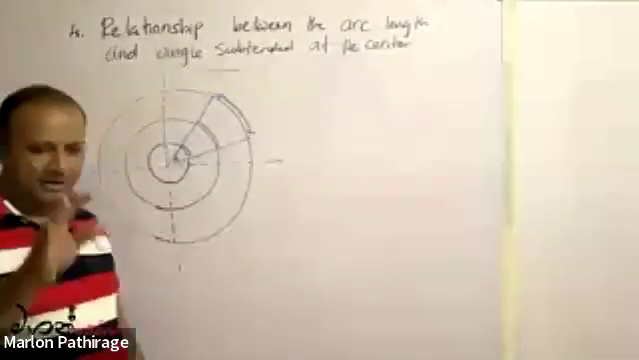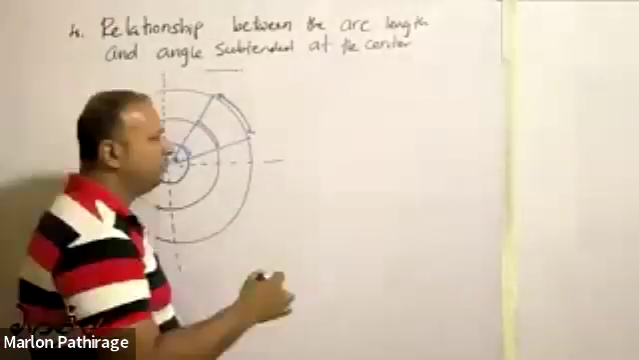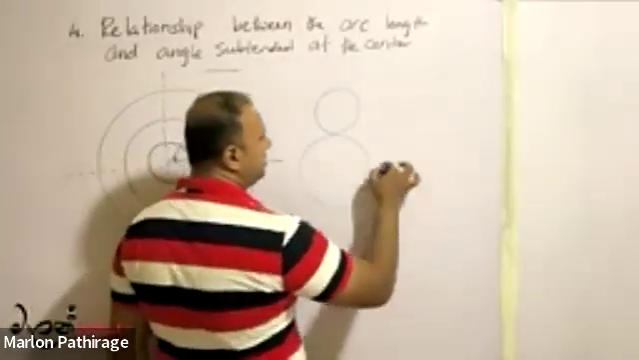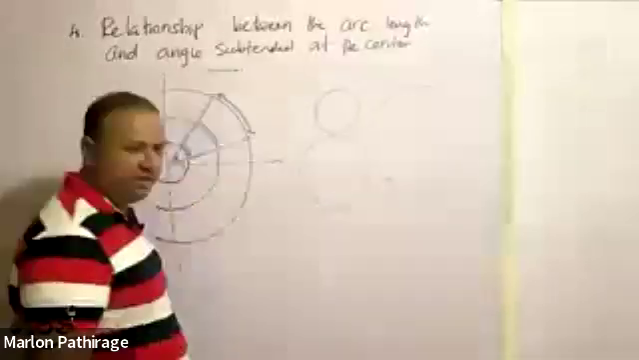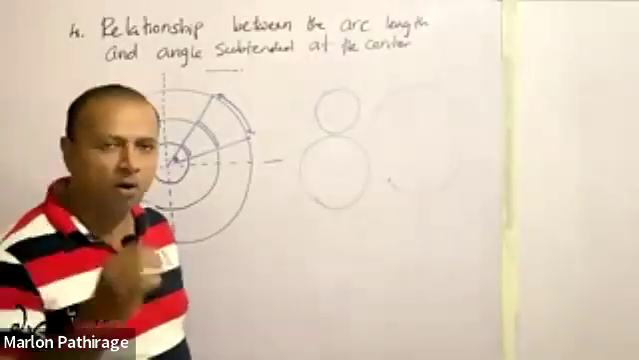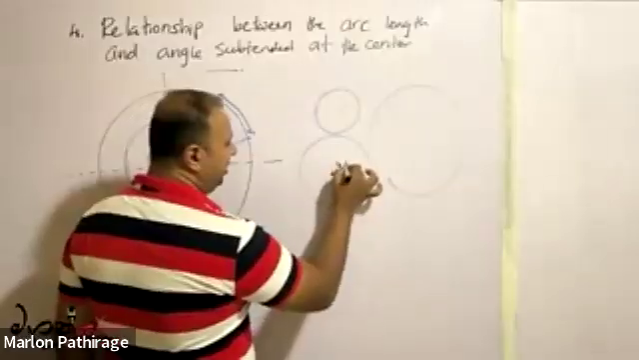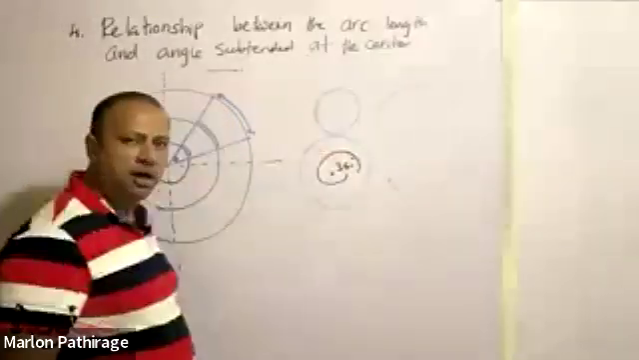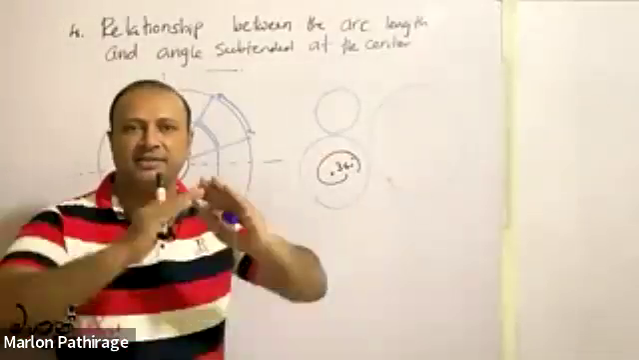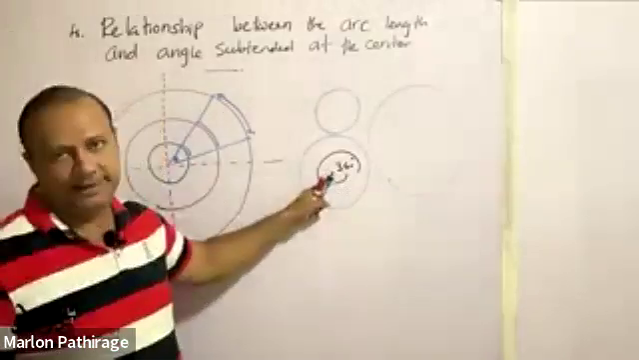Okay. You may observe the same relationship. Suppose now there are several circles with different radius. But you know all the circles create 360 degree at the center of the circle. So 360 degree means that is the angle subtended by the entire circle at the center.